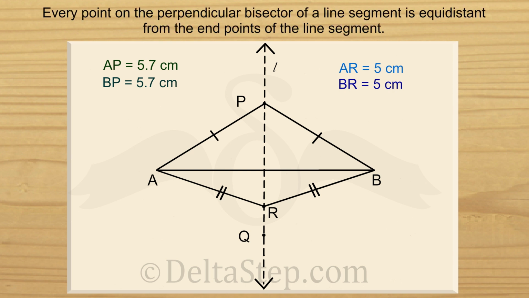What this means is that every point on the perpendicular bisector of a line segment is equidistant from the two ends of the line segment. This property is very useful for a few other constructions which you will see later. So, we have learned how to construct the perpendicular bisector of a given line segment.